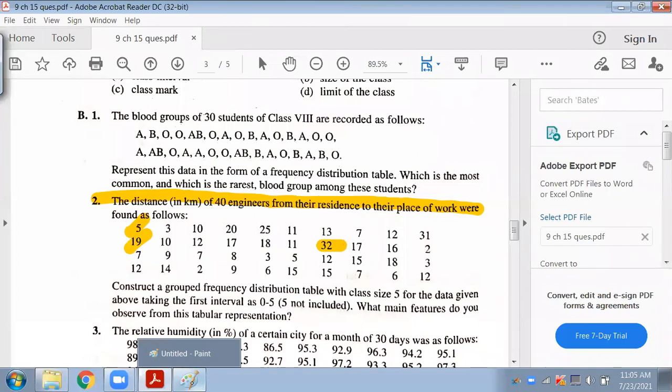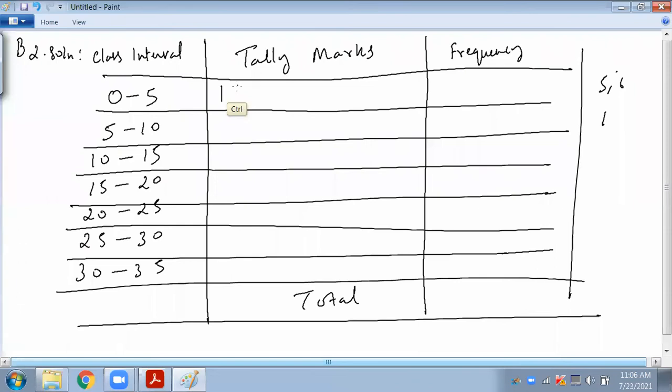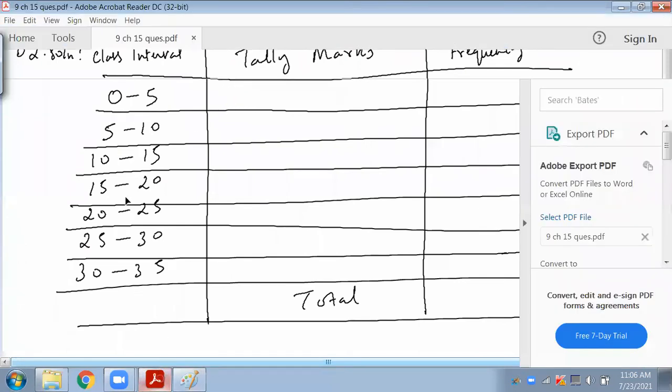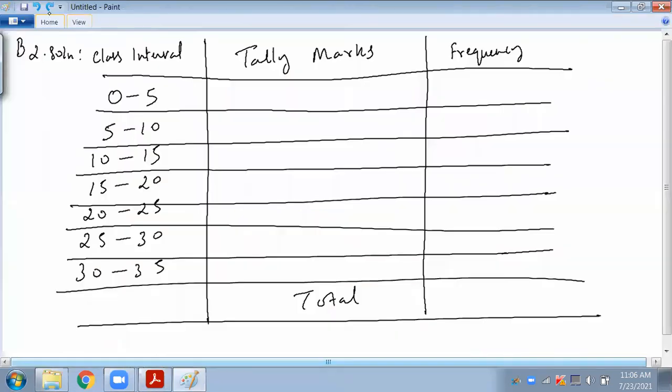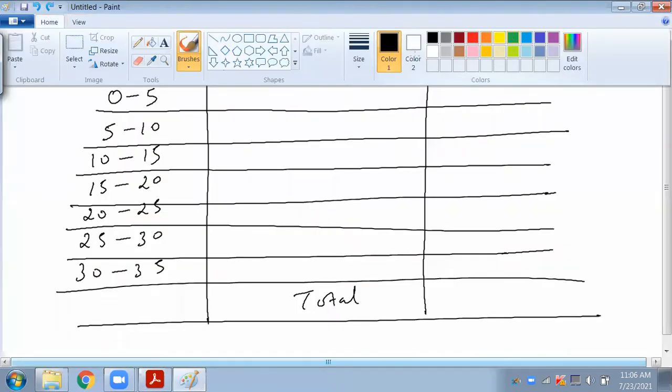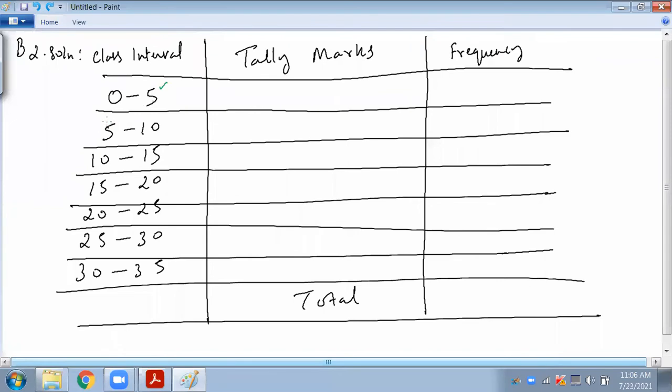Okay, wait. First was 5. 5 will not be put here. I forgot something. The first value is 5, so we'll cut 5. Now 5, where will we put it? There are two 5s. If you see nicely in the table, there are two 5s. This is the ending 5. This is the starting 5. So if you get 5, we'll not put it in the first one. We'll put it in the second one.